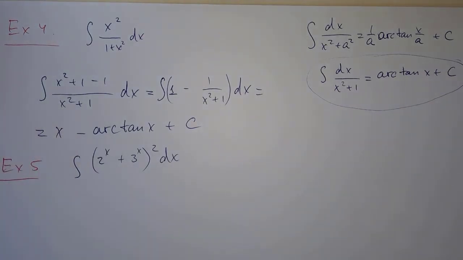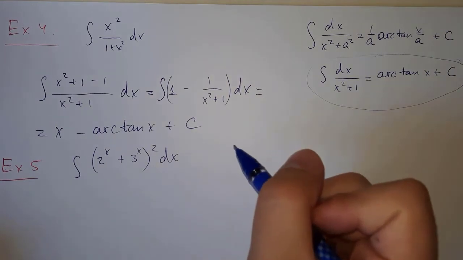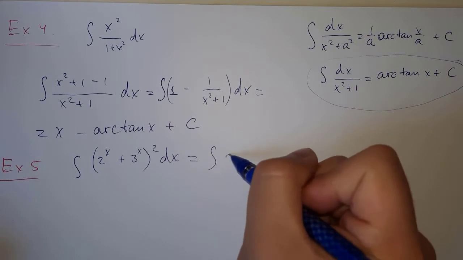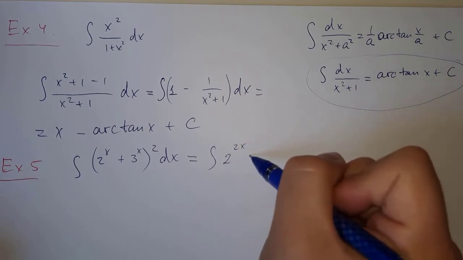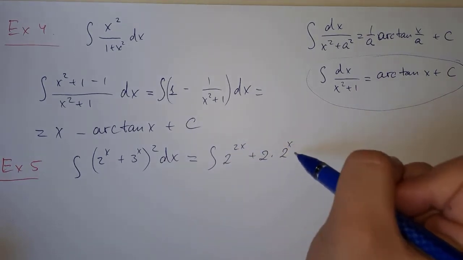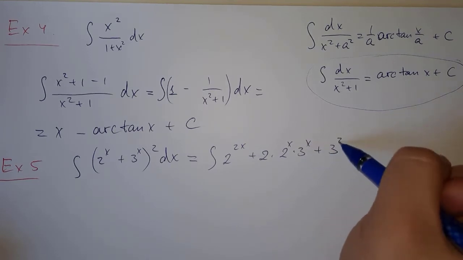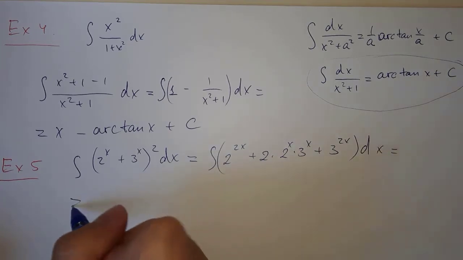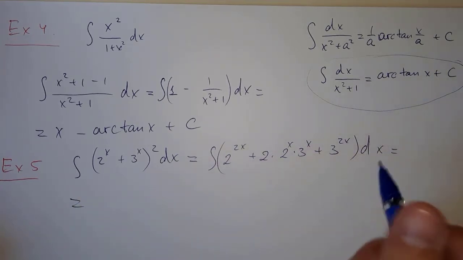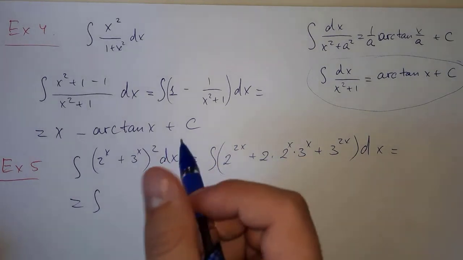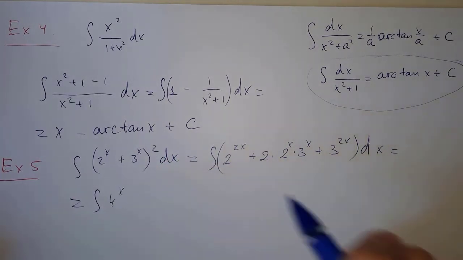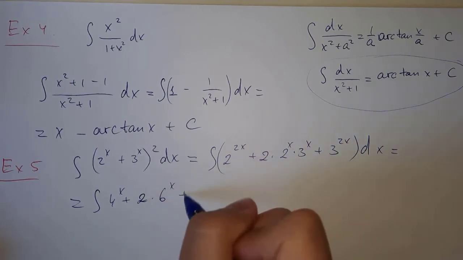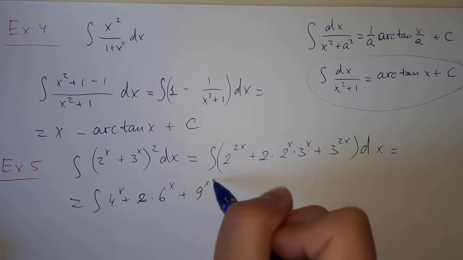So let's find this integral, and to find this integral, firstly we need to open these brackets. Integral of 4 to the power of x plus 2 times 6 to the power of x here in the middle, and plus 9 to the power of x dx.